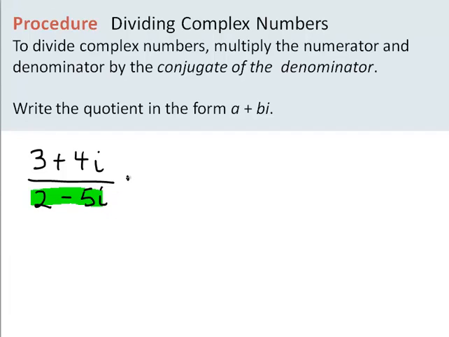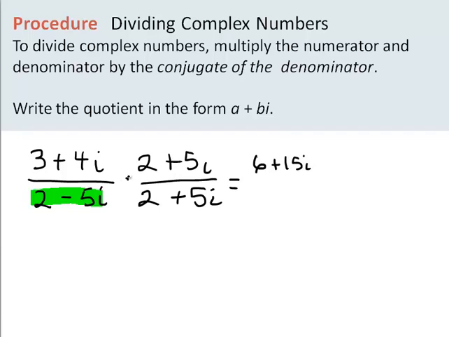Let's see what happens. The conjugate of this would be the same terms, but a different sign. And what I do to the bottom, I need to do to the top. So here I'm going to distribute, basically I'm FOILing. So 3 times 2 is 6. 3 times 5i would be 15i. 4 times 2 would be 8i. And 4i times 5i would be 20i squared. Again, make sure you do that.